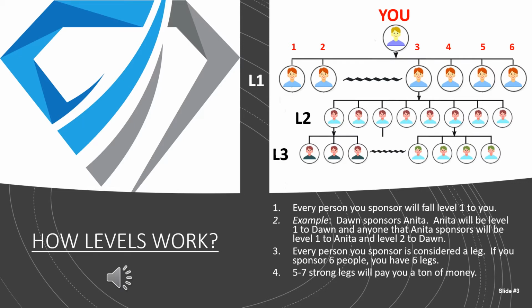Every person you sponsor is considered a leg, which I just said. So if you were to sponsor 6, like you see in this example, then you have 6 legs. My experience tells me, and has been proven to show me, that if you can maintain 5 to 7 really strong legs, you'll earn a ton of money and you'll never have to worry about your business again.